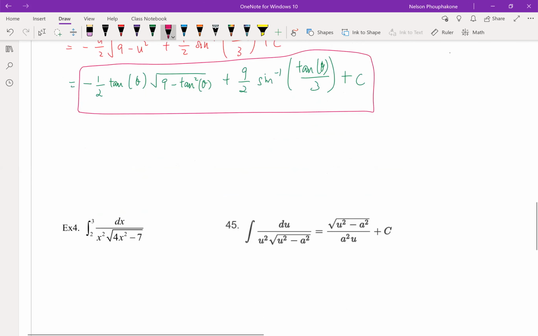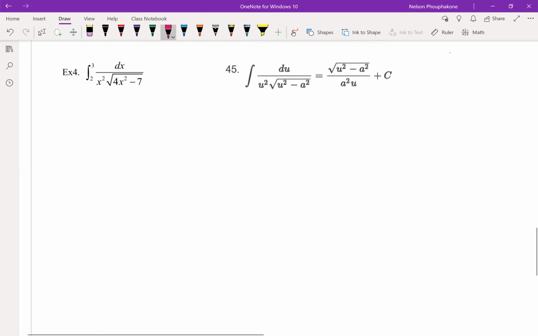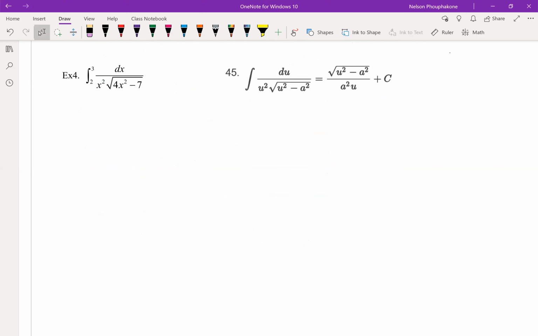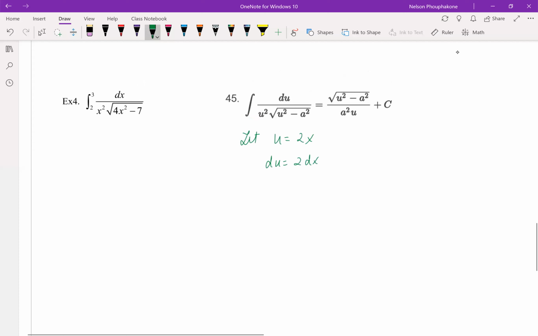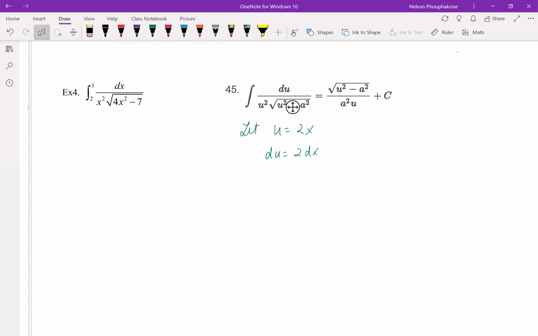Okay, so let us look at the last one. To this one right here, what do you want to let u equal to? I would like to let u equal to 2x. And once I have this, then I have du equal to 2 dx. And remember, in this case, we also have x equal to u over 2.